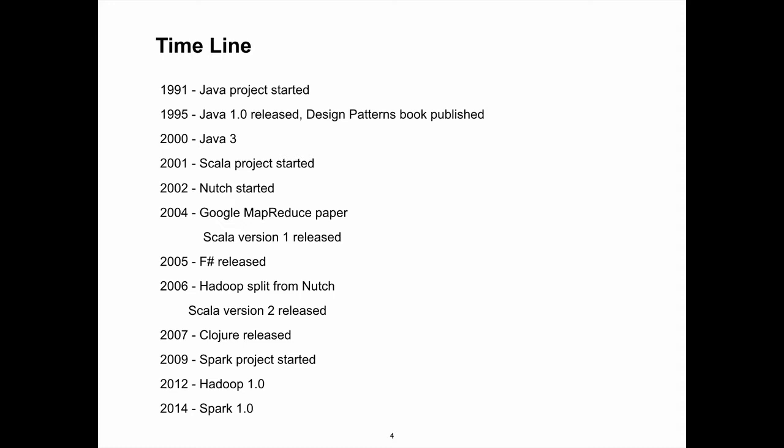So Spark is relatively new. Version 1 came out in 2014, so we're talking about 3 years since the first release. Although people were using Spark before the beta release, the golden release, right?